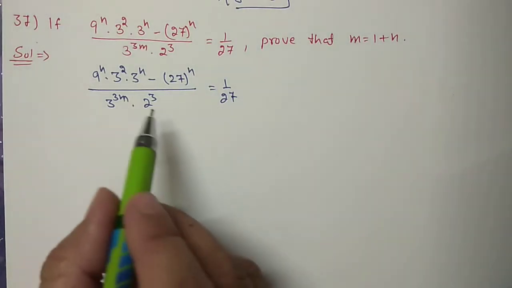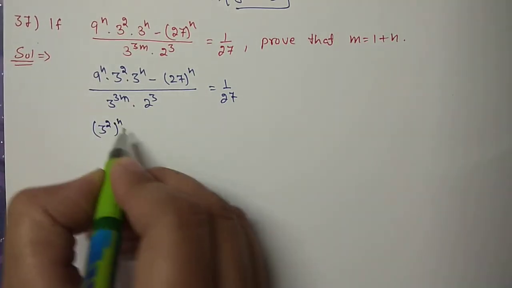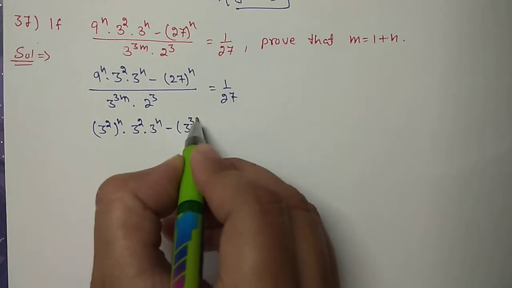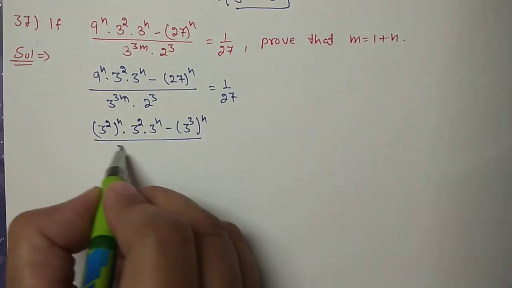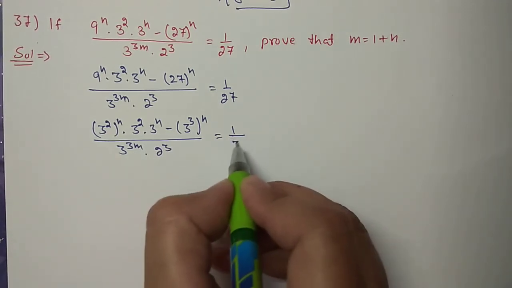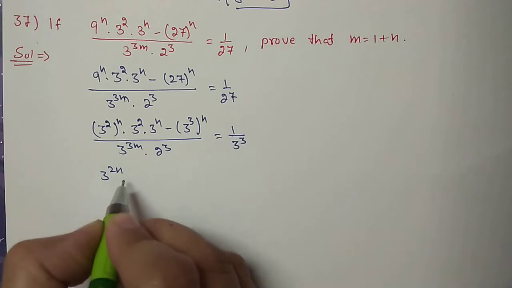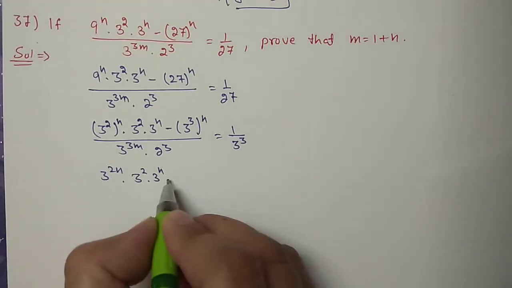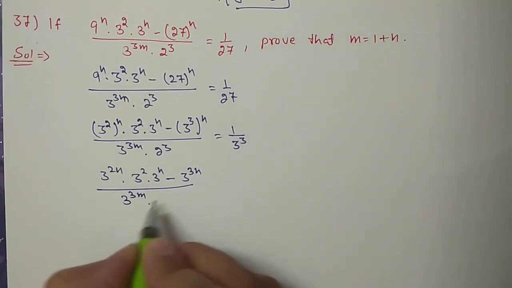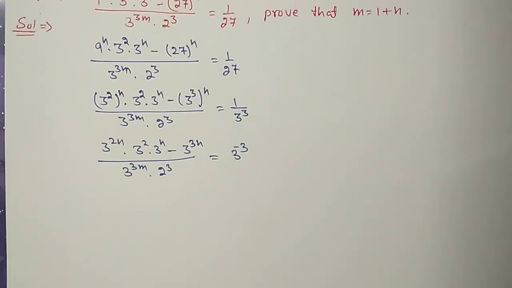So first we will change everything into the same base. 9 we can write as 3 to the power 2, whole power n, 3 to the power 2, 3 to the power n. 27 we can write as 3 to the power 3, whole power n, divided by 3 to the power 3m, and 2 to the power 3, equal to 1 by 3 to the power 3. This we can write as 3 to the power 2n, 3 to the power 2, 3 to the power n minus 3 to the power 3n, divided by 3 to the power 3m into 2 to the power 3, equal to 3 to the power minus 3. This we will shift it up.